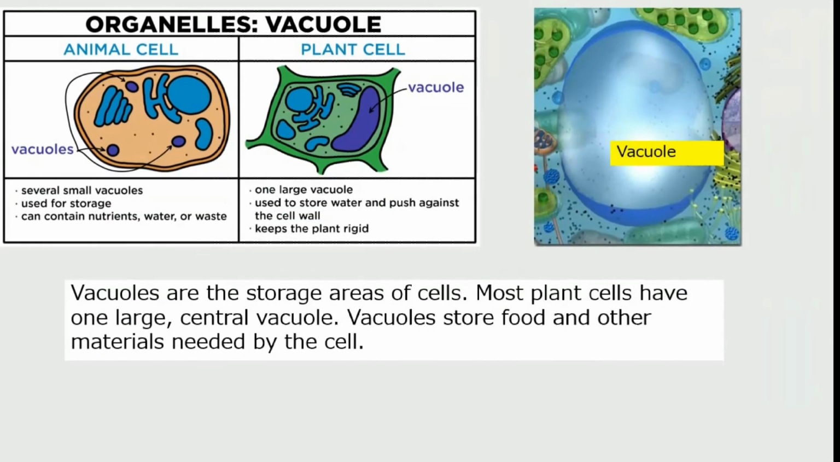Vacuoles are the storage areas of cells. Most plant cells have one large central vacuole. Vacuoles store food and other materials needed by the cell. Vacuoles can also store waste products. Animal cells do not have central vacuoles.